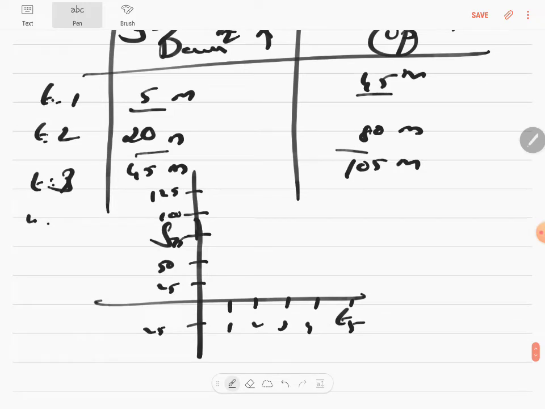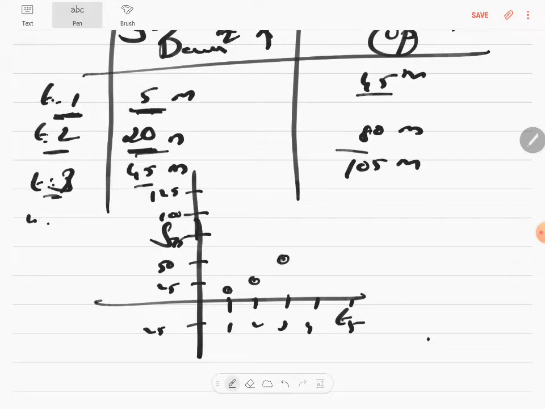Now you have to plot the graph, which means the coordinates are 1, 5. The time is 1 and the displacement is 5. So 1, 5. 1 is here, 5 will be here. Then 2, 20. Then 3, 45. 45 will also be here.